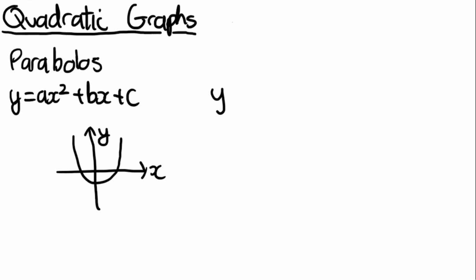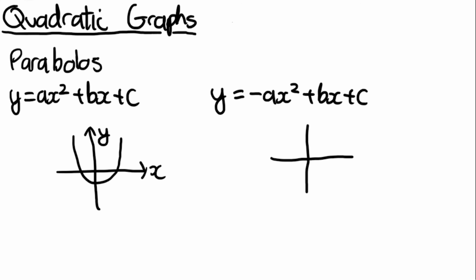If it's in the form y equals minus ax squared plus bx plus c, then it will be a negative parabola and it will look like this. Just a note for this bit, and for the whole topic of A level in general, your sketching doesn't need to be precise, but there are a few key features that they could ask you to label that I'll go through now.